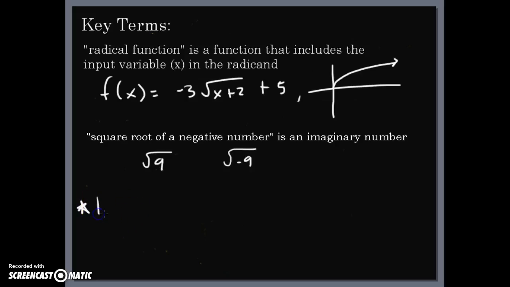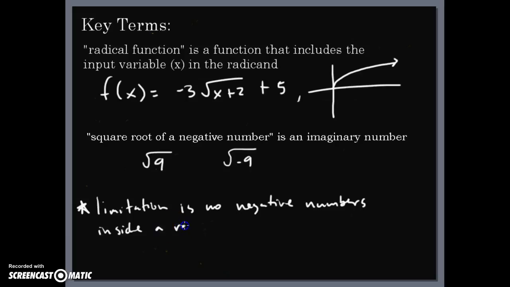But go ahead and write that down in your notes, where the limitation is no negative numbers inside a radical. If you have a negative number inside a radical, it's called an imaginary number, and in Algebra 1 we're only dealing with real numbers. You'll see imaginary numbers as you start to transition into Algebra 2.